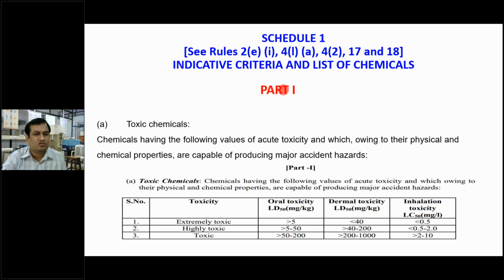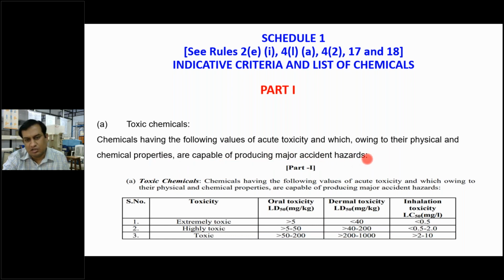This is part 1. This part 1 focuses on the different list of chemicals and their limitations. So what exactly are the chemicals? First, that is A, toxic chemicals. The chemicals having the following values of acute toxicity and which, owing to their physical and chemical properties, are capable of producing major accident hazard.